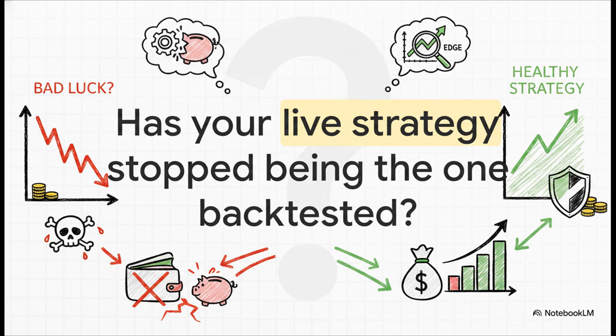This is the ultimate question every single quantitative trader faces when they put real money on the line. Has your live strategy actually stopped being the strategy you backtested? I mean, at what point do you stop blaming normal bad luck and just accept that your statistical edge is completely gone? Because let's be real, there is a massive difference between a healthy strategy going through a standard drawdown and a broken strategy that is literally just bleeding your capital dry.